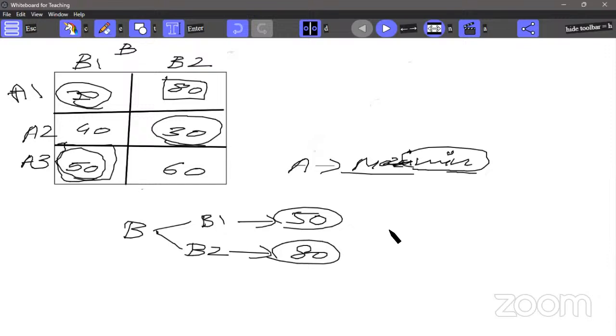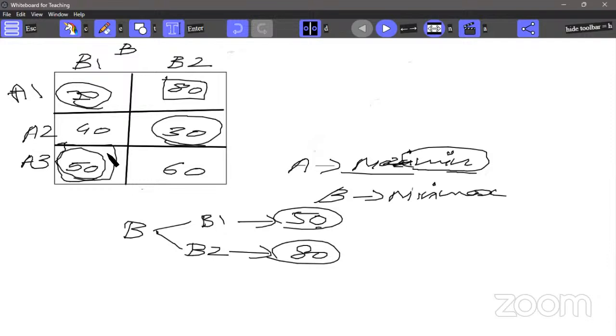For B, B1 is the optimal strategy. Why? Because it is giving him lesser losses, isn't it? So B's strategy's name is minimax.